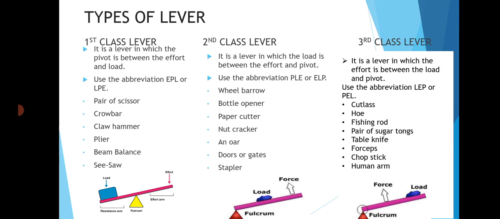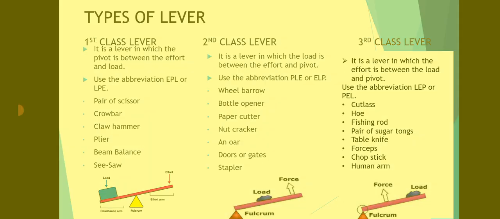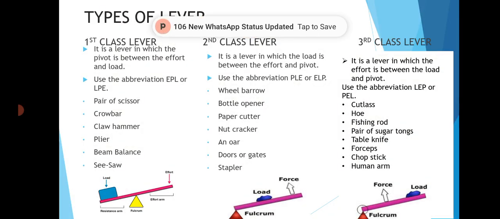Then you stand at one end holding the handles. That's where the effort is being applied. When you get to where the tyres, where the wheels are, you will see probably a screw holding the tyre and also the wheels of it. At the end, you will see that it is the second class lever, because the load, which is the bag of rice, is between the effort and also the pivot. Third class lever is a lever in which the effort is between the load and the pivot.